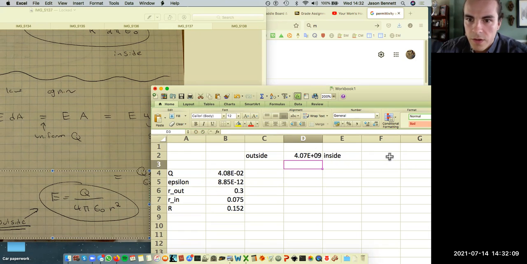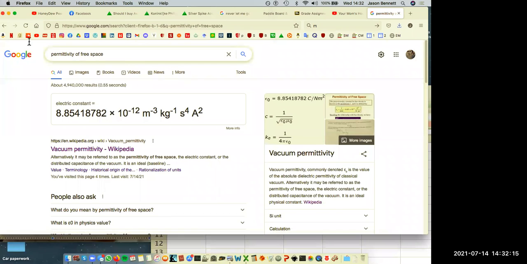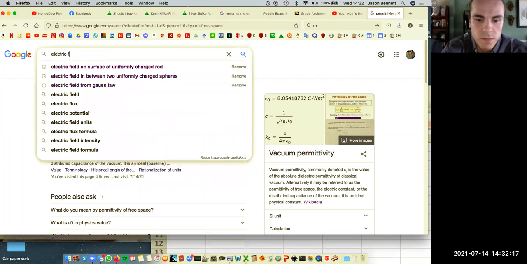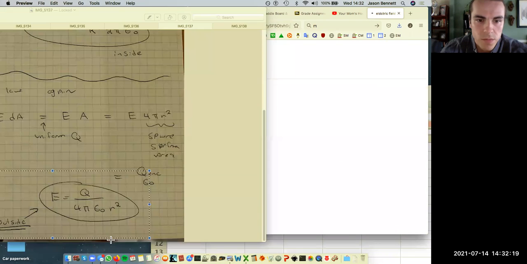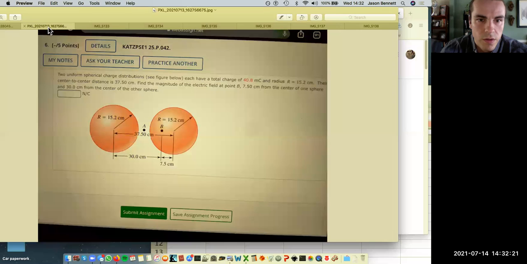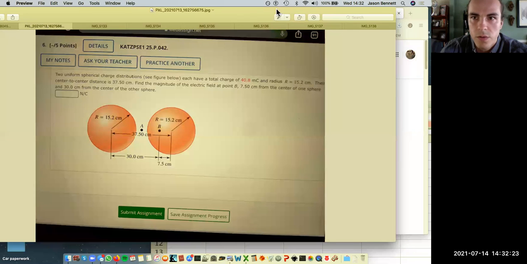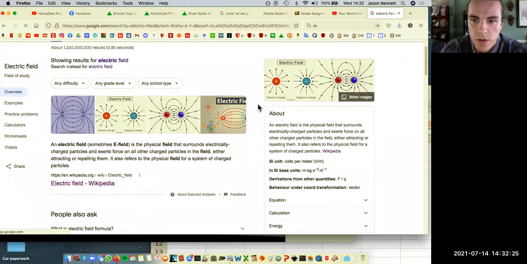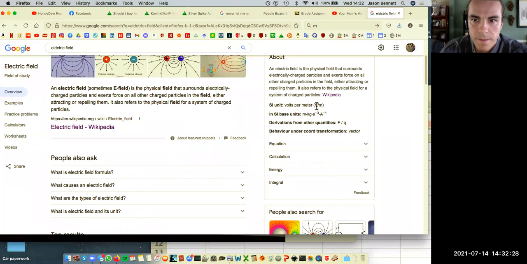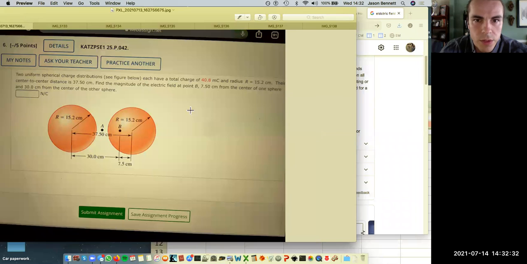Okay, let's try inside. What is the unit of electric field? Coulombs? Probably don't even need to. Yeah, newtons per coulomb. Find the magnitude of the electric field. Newtons per coulomb? What?